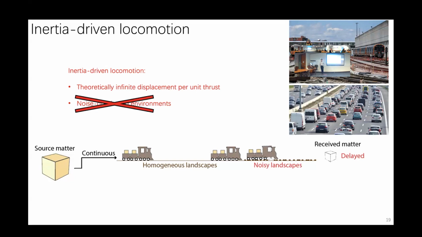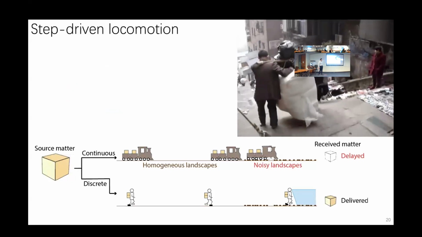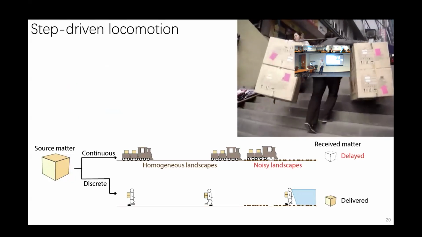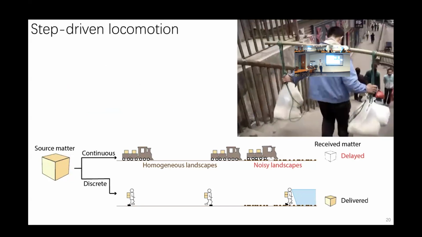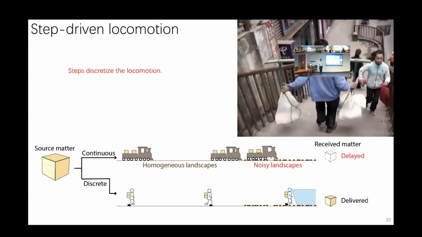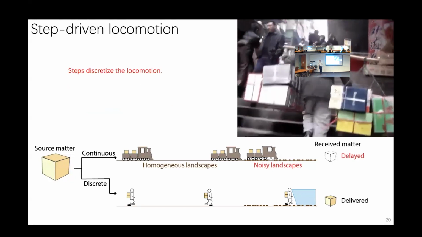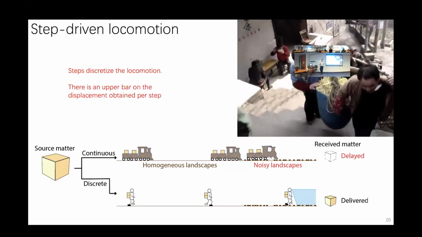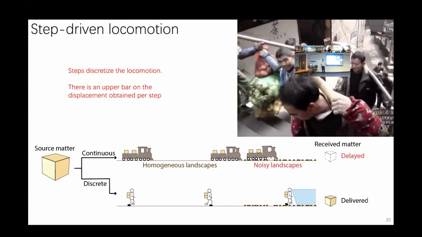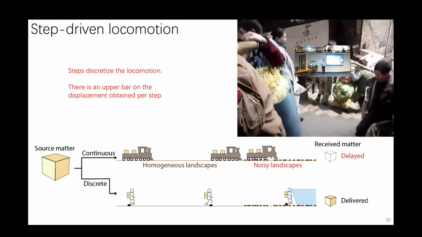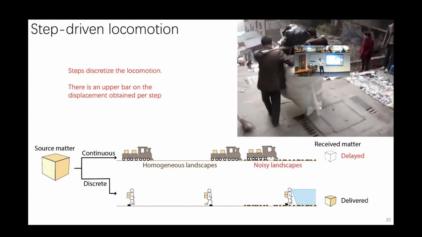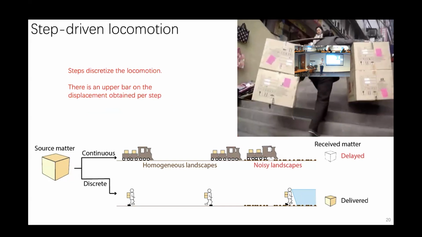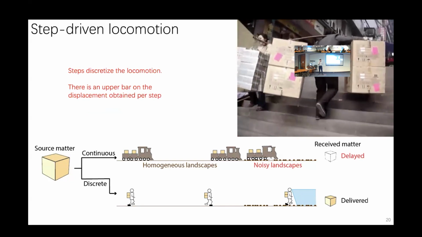And to counter the terrain heterogeneity, people propose to take steps. By taking the steps, we essentially discretize the locomotion. In other words, there is an upper bar on the displacement that you can get per step. However, we get to choose where to land our feet, which offers a way to counter the environmental heterogeneity.